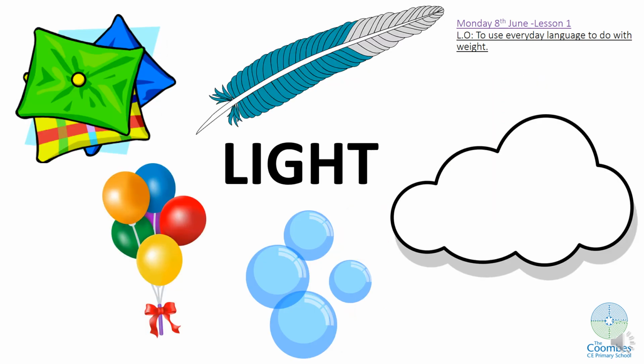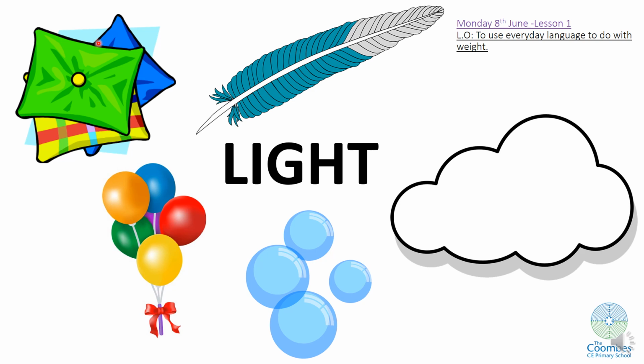So we've looked at heavy objects, and now we need to look at light objects. Light. What does light mean? Well, we could think about the word light as in the room is light because it's got lots of sun in it. But in this context, we are thinking about weight. And when we use the word light in terms of weight, it means that it's really, really easy for us to pick it up. Or, in some cases, it might be so light that it floats around in the air.